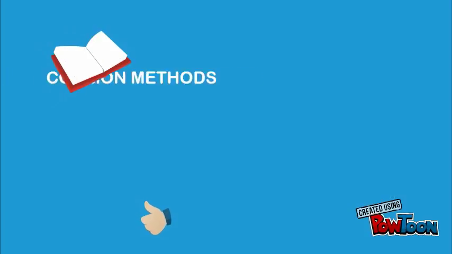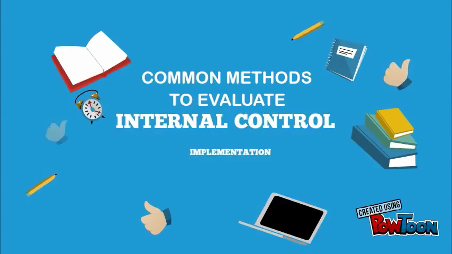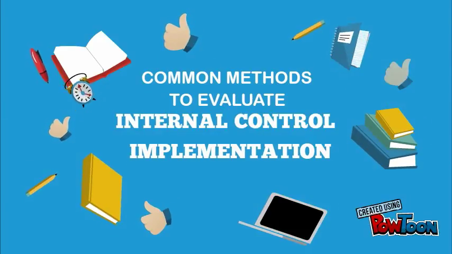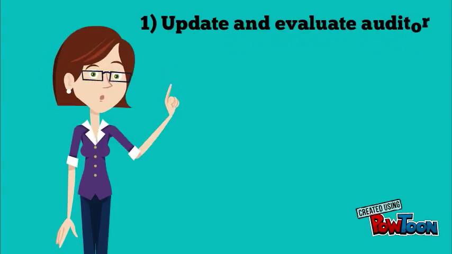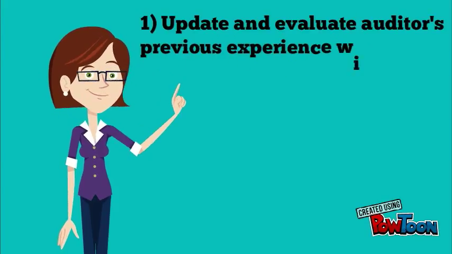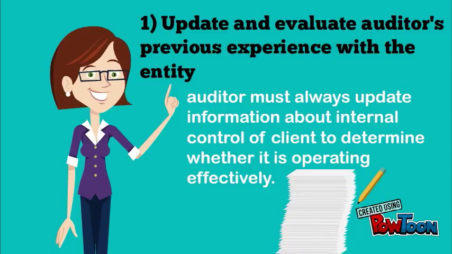There are 5 common methods to evaluate internal control implementation. First, update and evaluate the auditor's previous experience with the entity. The auditor must always update information about internal control of the client to determine whether it is operating effectively.